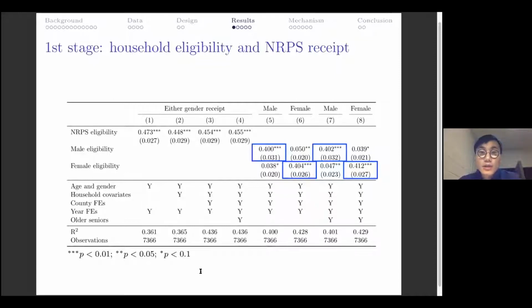In general, we show that age eligibility is a pretty strong instrument for NRPS receipt. Overall, it increases the pension receipt probability by over 0.4. And in all columns, the F statistics for the excluded instruments are larger than 100.